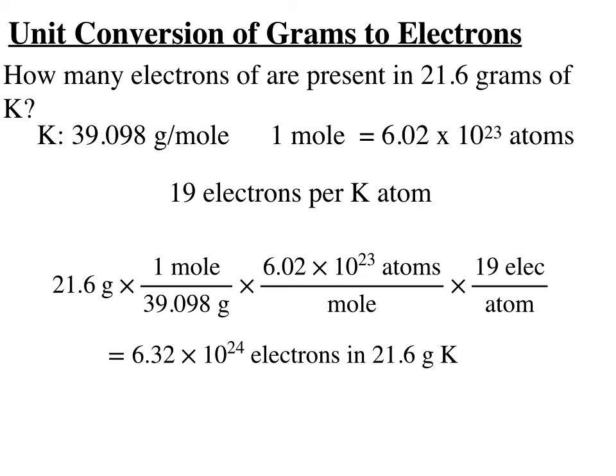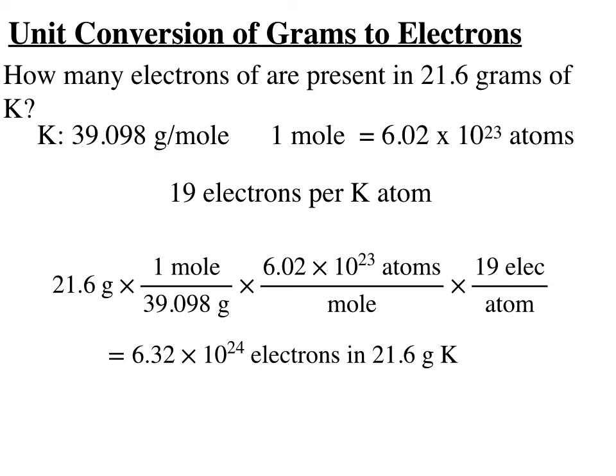I apply the second conversion factor to take my moles of potassium into atoms of potassium. That is done by multiplying by Avogadro's number. The reason I know to multiply by Avogadro's number is I'm trying to eliminate the moles. So the mole part of that conversion factor goes on the bottom. That naturally puts the number of atoms in that mole on the top.